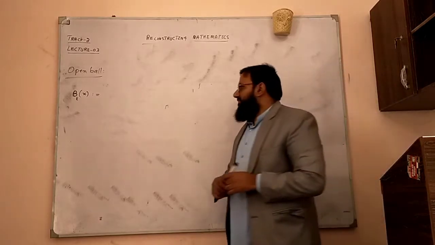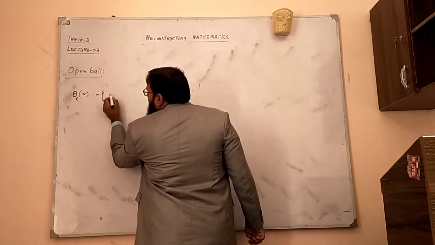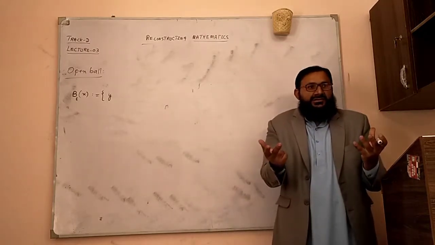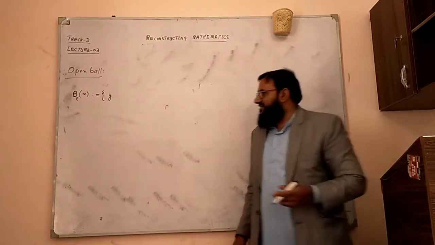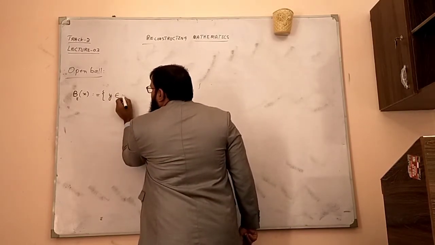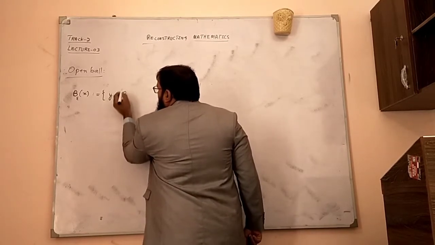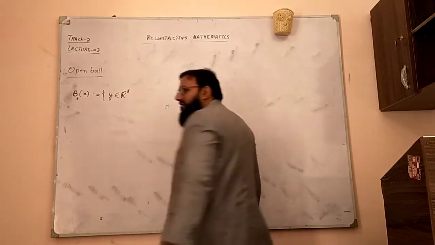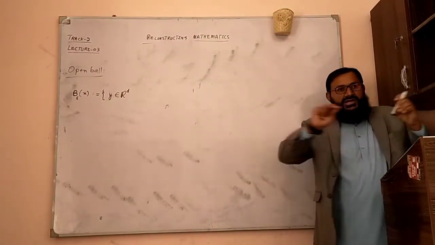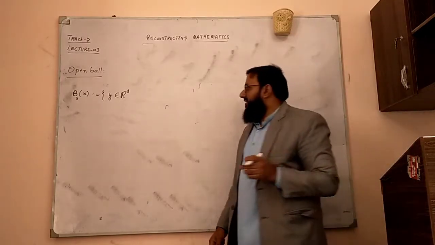The open ball B(x, r) is the set of all the points, let's say y, a set of points in your space that you are dealing with. Let me call that space R^d, whatever I am naming it, because R^d is generalized for R1, R2, R3. R1 is your line, R2 is your two-dimensional plane, R3 is your three-dimensional space.